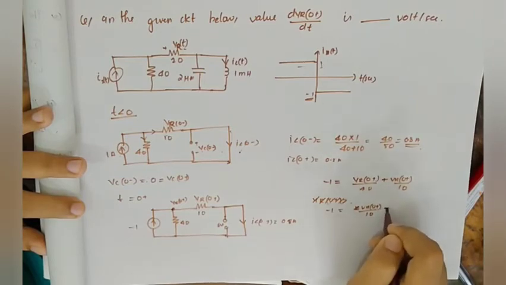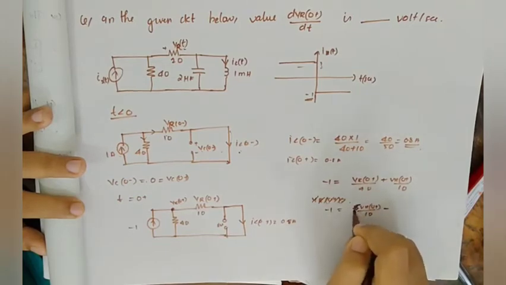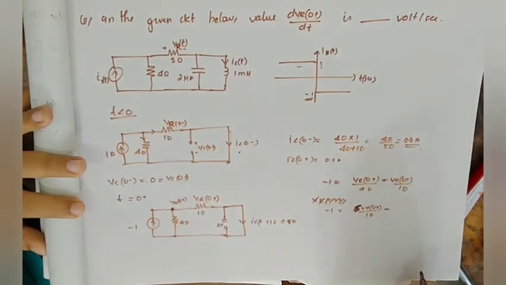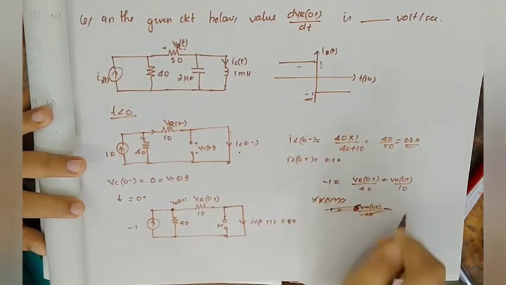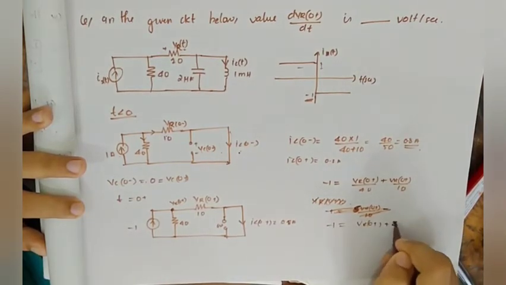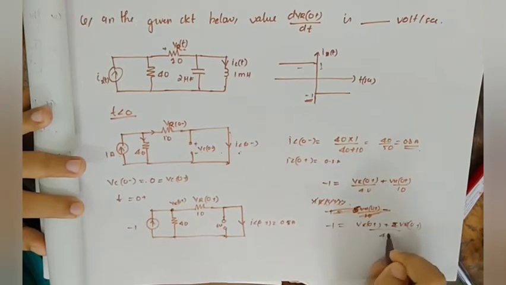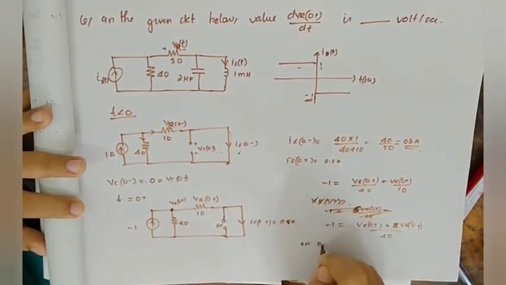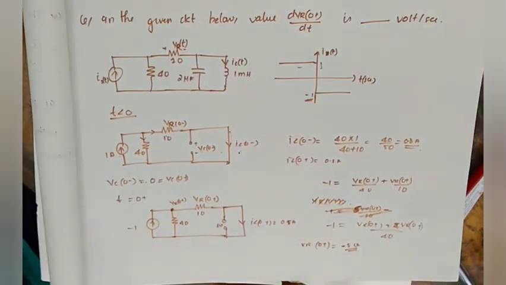Okay, and taking the LCM we get 4 VR of 0 plus all divided by 40. And from here we get VR of 0 plus is equal to minus 8 volt. Okay, minus 8 volt. And now we have to find out dVR of 0 plus divided by dt for t greater than 0.